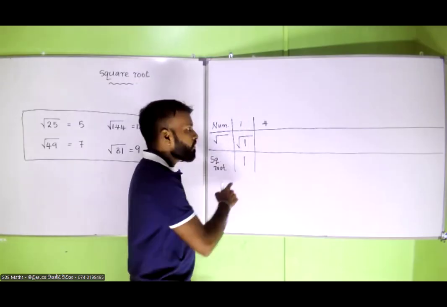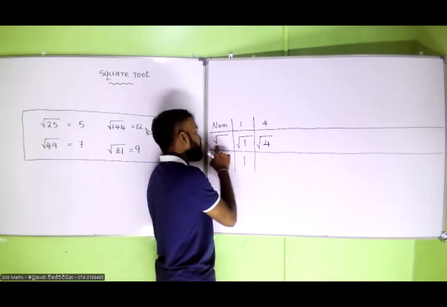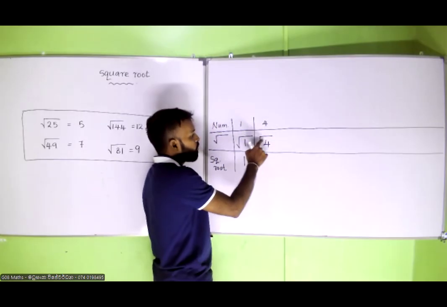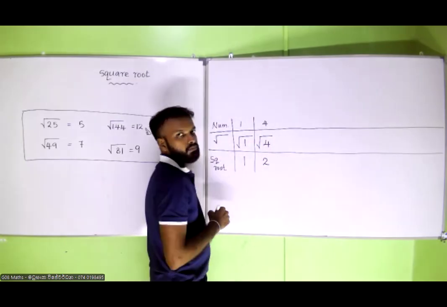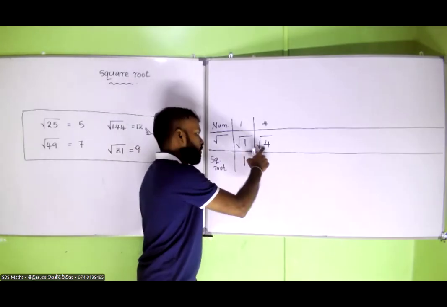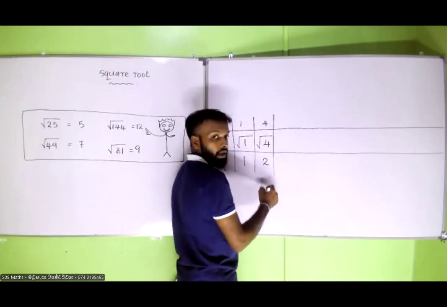I'll do this one on 4. Square root of 4 is 2. Right? Fill in the rest and send me the answer.